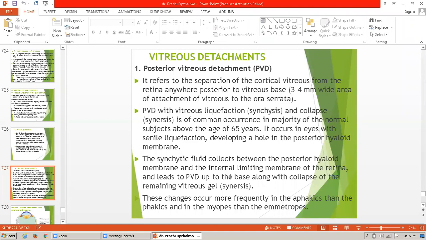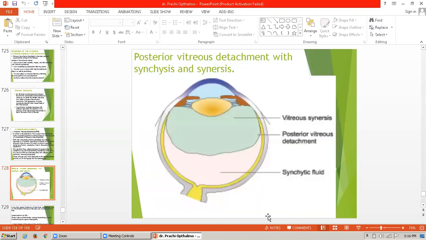It occurs in eyes with senile liquefaction, developing a hole in the posterior hyaloid membrane. The synchytic fluid collects between the posterior hyaloid membrane and the internal limiting membrane of the retina and leads to PVD, that is posterior vitreous detachment, up to the base along with the collapse of the remaining vitreous gel, that is synersis. These changes occur more frequently in the hypermetropes than the myopes, and in the myopes than the emmetropes.